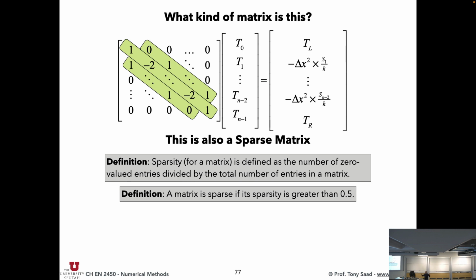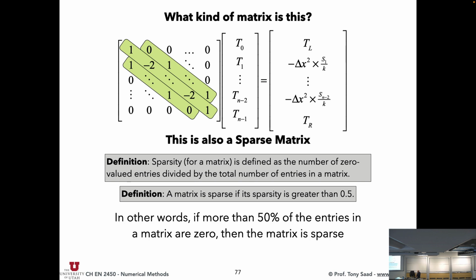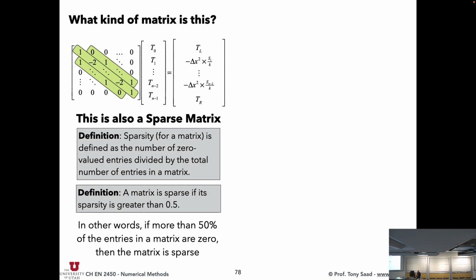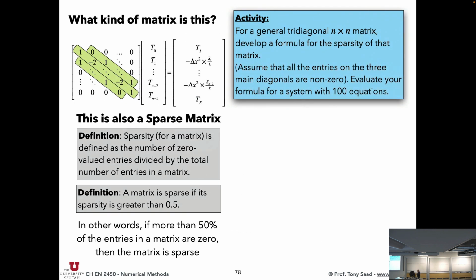So if the matrix has 16 entries and you have 10 zeros in it, then it's a sparse matrix. If it has 8 zeros, that's right at the borderline. Maybe you can call it sparse, maybe not. So in other words, if more than 50% of the entries in a matrix are zero, then the matrix is sparse. All right, so check this activity out. For a general n by n tridiagonal system, develop a formula for the sparsity of a tridiagonal matrix.